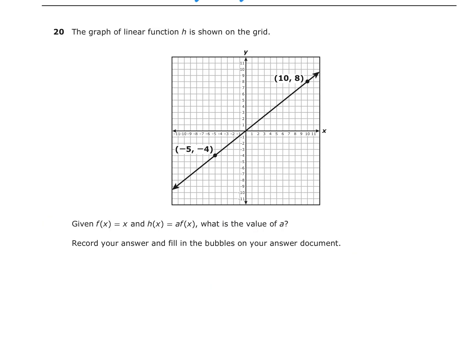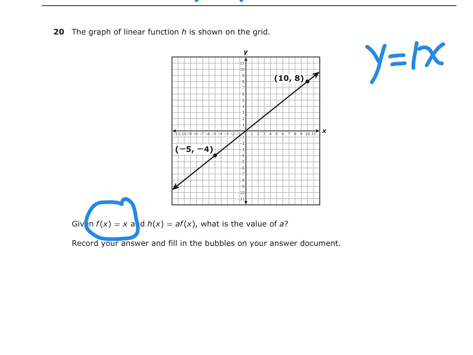So on number 20, the graph of a linear function h is given, as shown on the grid. And given that f of x equals x, and h of x is some number a times f of x, what is the value of a? Okay, so we need to find a multiplier that would give us this graph. So if you have y equals x, that's the same thing as f of x equals x. And this one has a slope of 1.